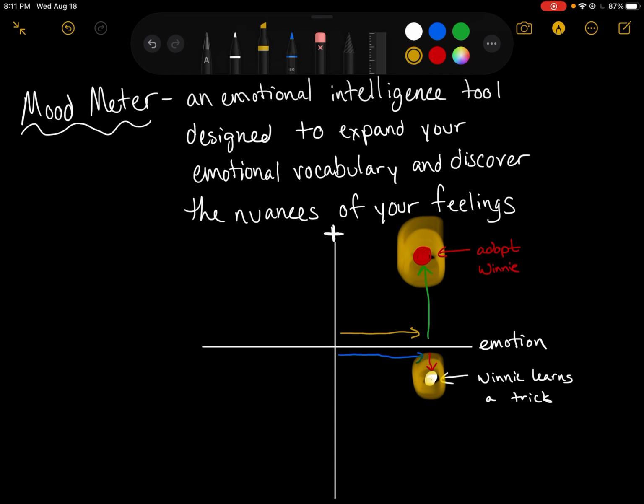Every time I'm happy, I'm not running around my yard. The same thing goes, every time I'm happy, I'm not just low energy and chill. There's different variations of being happy, and there's different ways that we express it. And the mood meter helps us identify that.